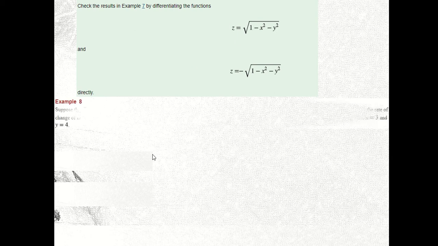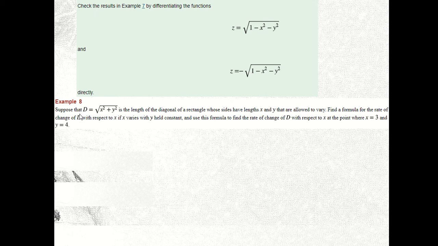Now, our next example is example number 8. Suppose that we're given a function d equal to the square root of x squared plus y squared, which is the length of the diagonal of a rectangle whose sides have length x and y that are allowed to vary. Find a formula for the rate of change of d with respect to x if x varies with y held constant or fixed, and use this formula to find the rate of change of d with respect to x at the point where x equals 3 and y equals 4.